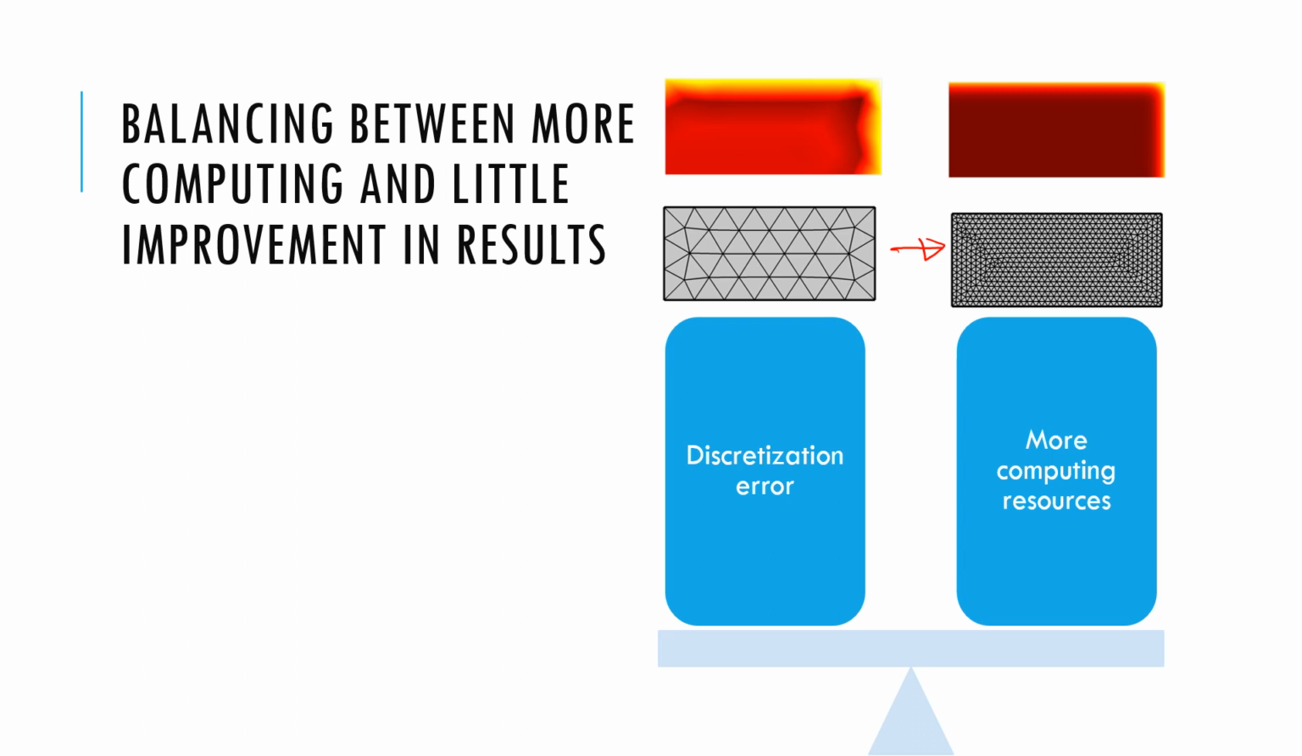But that is more computing. So when do we stop? We have some sort of a balancing that we need to do as we keep going finer and finer mesh. We keep increasing the amount of resources that we need. Is it causing enough improvement in the results? Is it causing improvements that we can see? So how do we decide that?